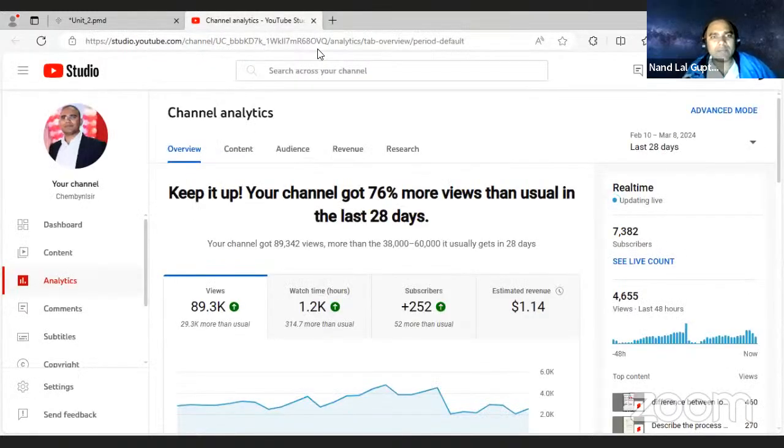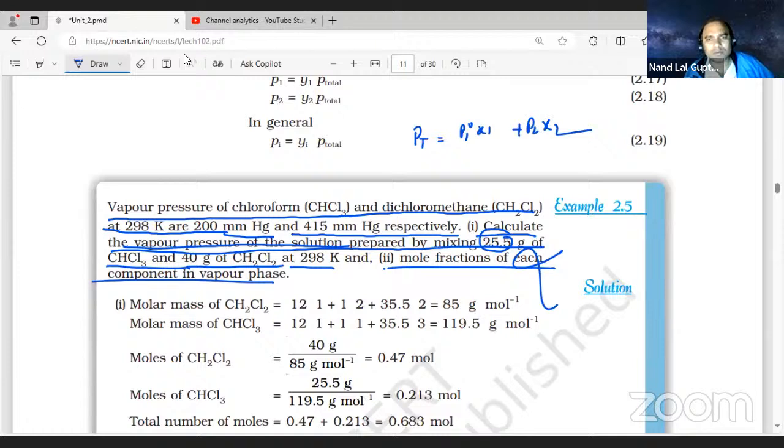Okay, so now you have the book in front of you. This question I am solving on another page, because otherwise I need to take the PDF. So P total is equal to P1 naught X1 plus P2 naught X2. This one is for chloroform, and the second one is for CH2Cl2. These two components are there, right?